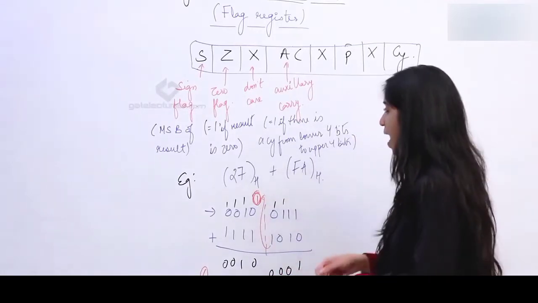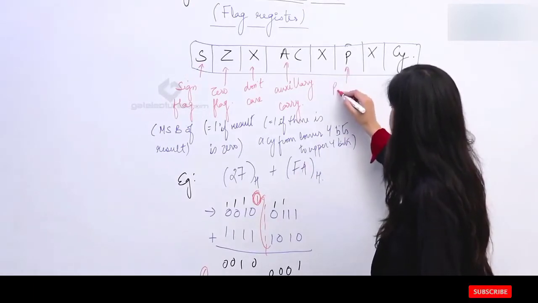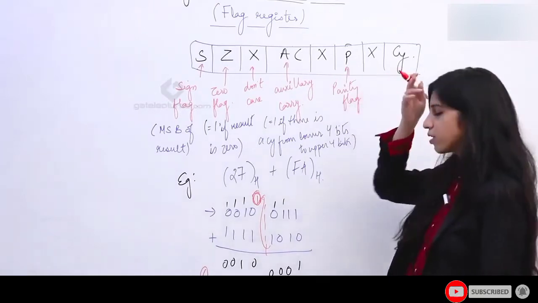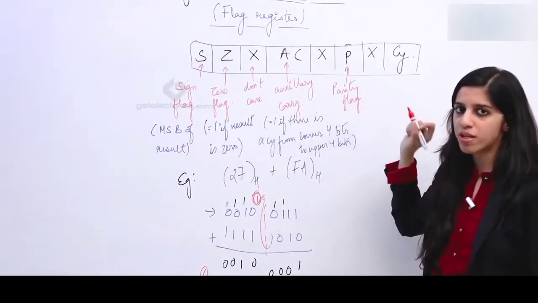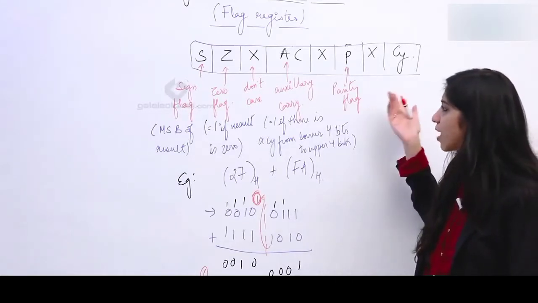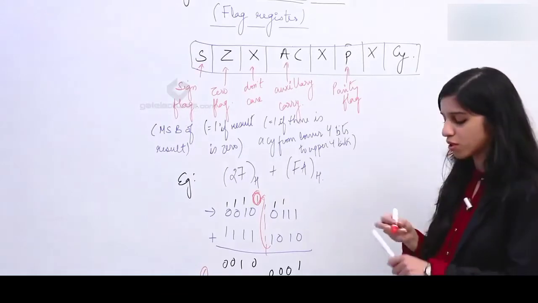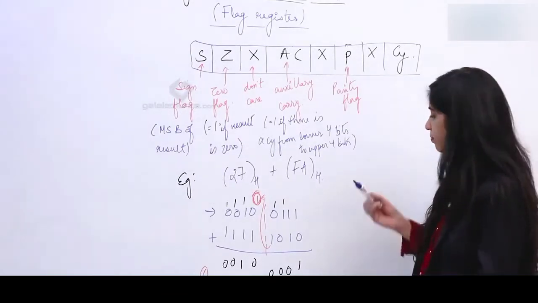Then this P is the parity flag. See, there is a concept in electronics of parity. What does this signify is, if there are an even number of ones in the result, then that is known as even parity. If there are an odd number of ones in the result, then it is known as odd parity. So this flag is going to be 1.